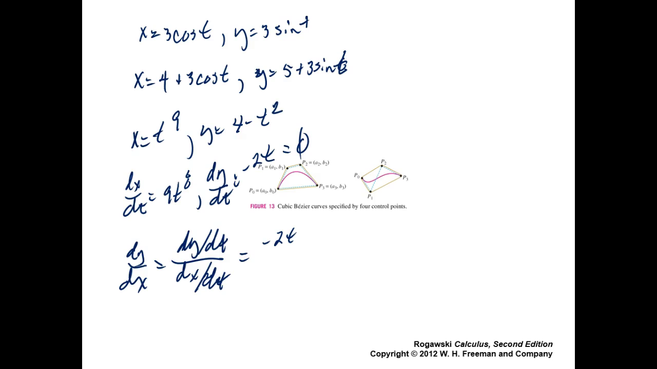Okay, maximum or minimum, where will it be? When t is equal to 0. So it's going to happen when t is equal to 0, okay? And what is your y value when t is equal to 0? Four. Okay, that's your maximum height of 4.